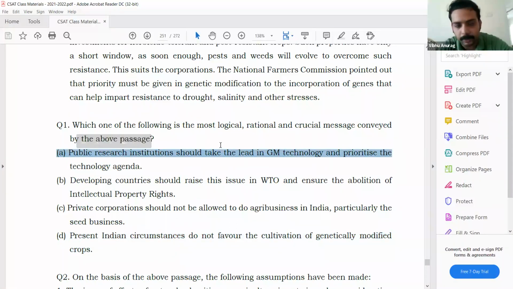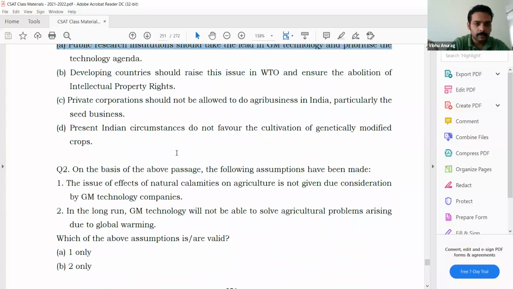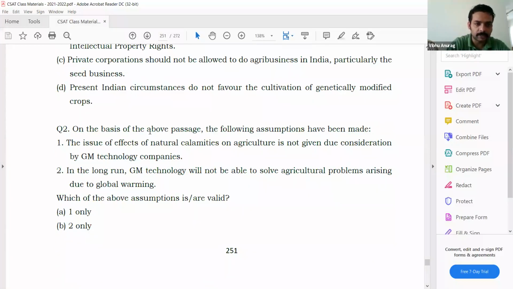Did you select A for this one? Question 1, did you get A? Okay. And if you have any doubts with any of the questions, please feel free to ask immediately. Okay. Then question 2, on the basis of the above passage, the following assumptions have been made.